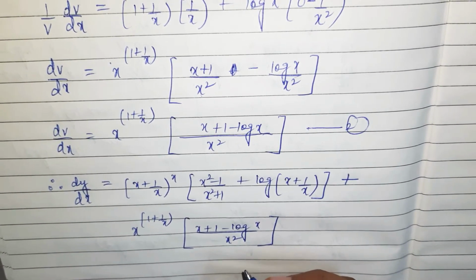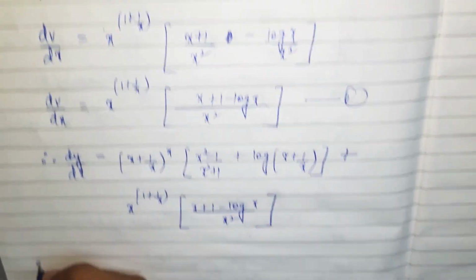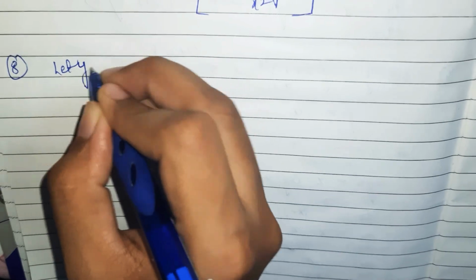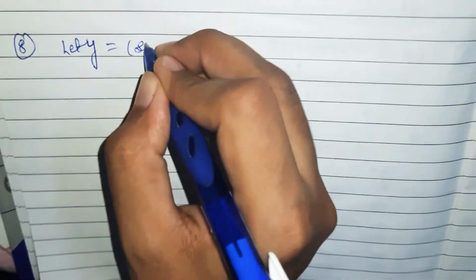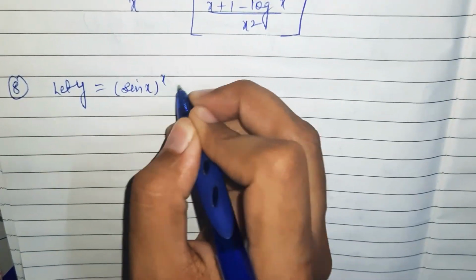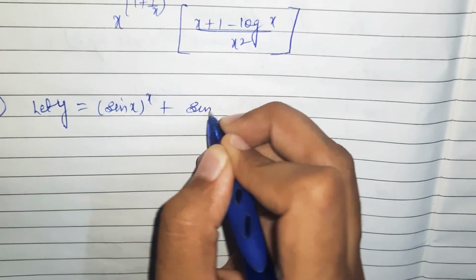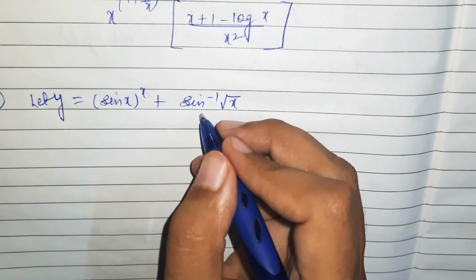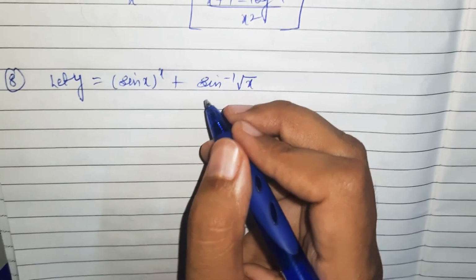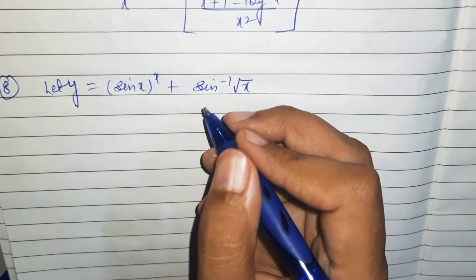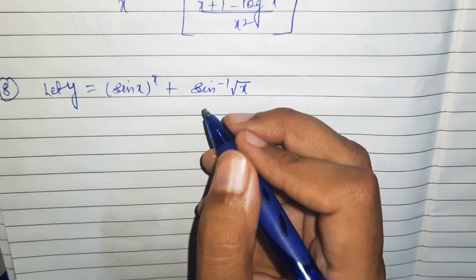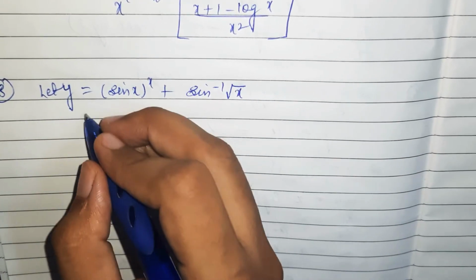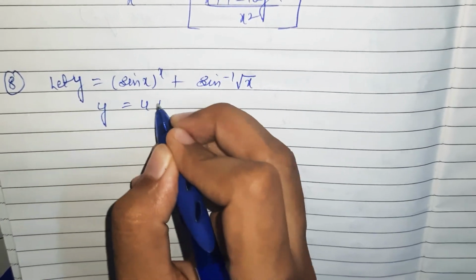Now come to question number 8. In question number 8, let y = (sin x)^x + sin⁻¹(√x). Now here we can apply it directly also, because this is the simplest form. It's not necessary; whatever you want to apply, you can. It's not compulsion to apply log, but right now we are doing logarithmic functions. That's why I am applying y = u + v.